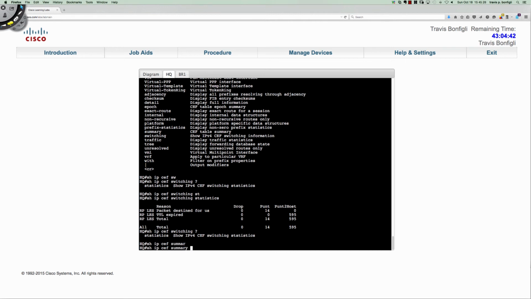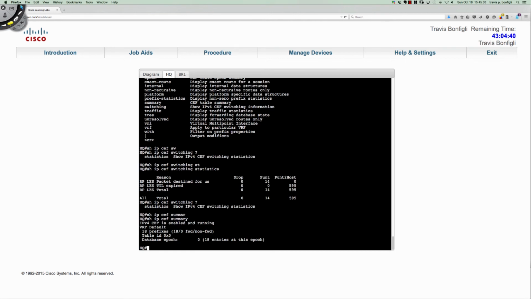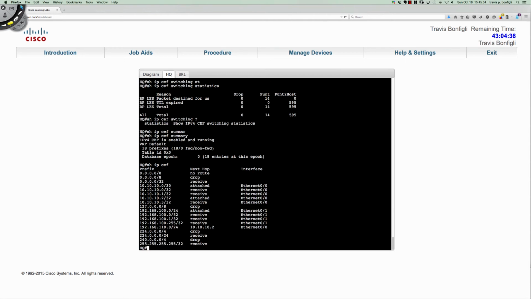Show ip cef summary, and this just shows me that we have 18 prefixes. So when I say show ip cef, this should add up to what? 1, 2, 3, 4, 5, 6, 7, 8, 9, 10, 11, 12, 13, 14, 15, 16, 17, 18. And so that's where we see 18 prefixes, right? And so that's the show ip cef summary. So let's clear our screen.